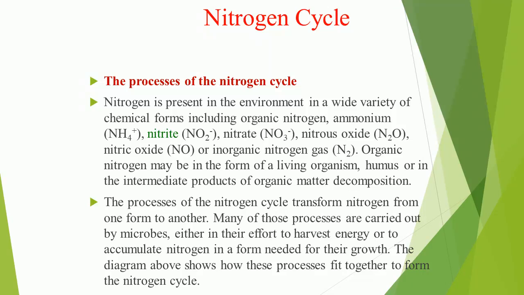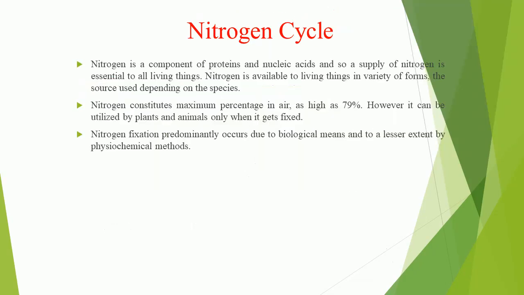Many of those processes are carried out by microbes, either in their effort to harvest energy or to accumulate nitrogen in a form needed for their growth. The diagram above shows how these processes fit together to form the nitrogen cycle. Nitrogen is a component of proteins and nucleic acids, and so a supply of nitrogen is essential to all living things. Nitrogen is available to living things in a variety of forms, the source used depending on the species.